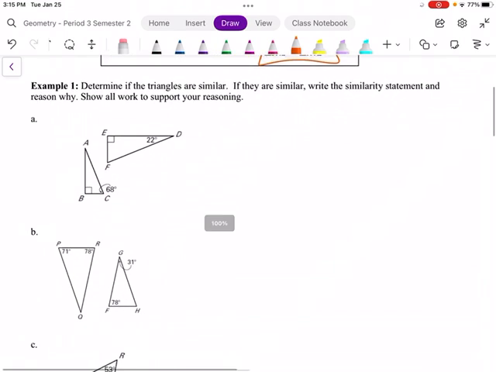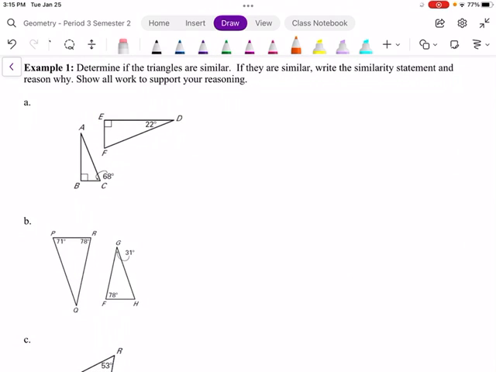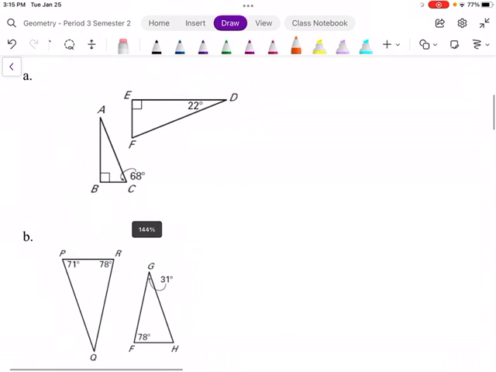So let's do some examples with this. We're going to determine if the triangles are similar. If they are similar, we will write a similarity statement and a reason why. So show all work to support your reasoning.